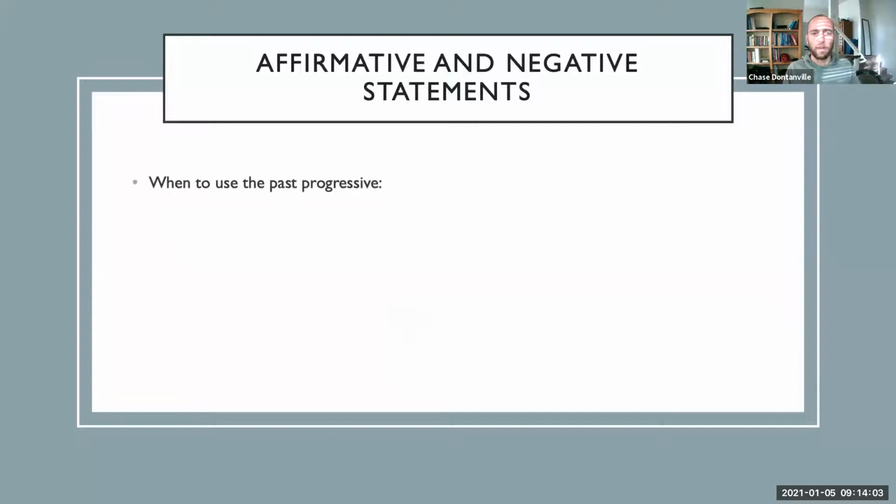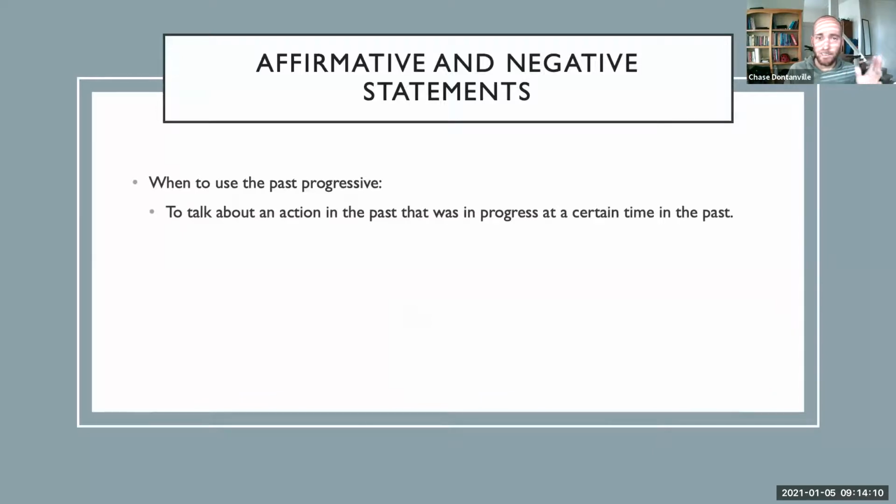My first question: when do we use the past progressive? We use it to talk about an action in the past that was in progress at a certain time in the past. In other words, an action in the past that is incomplete. They were studying at 9 last night. At 9 o'clock, they were studying, right? They weren't finished, but they were in the process. It was progressive, continuous.